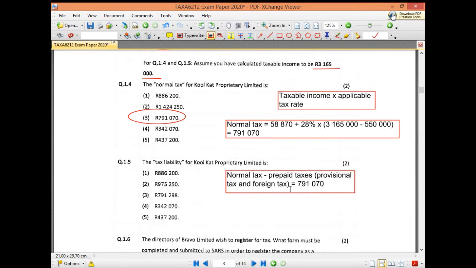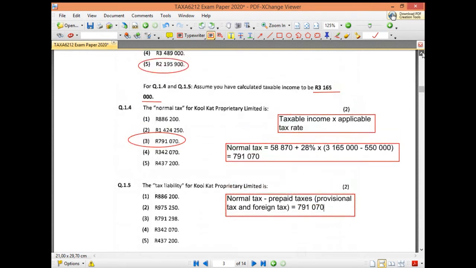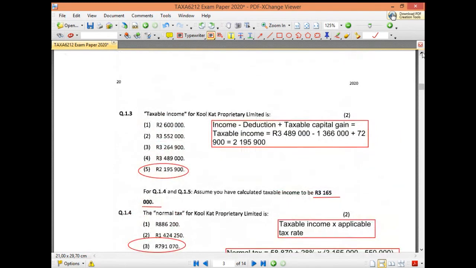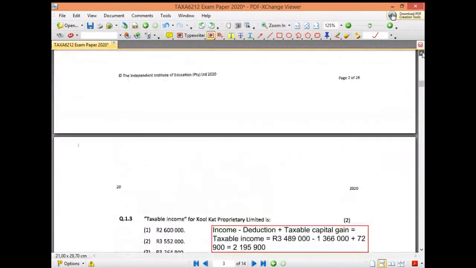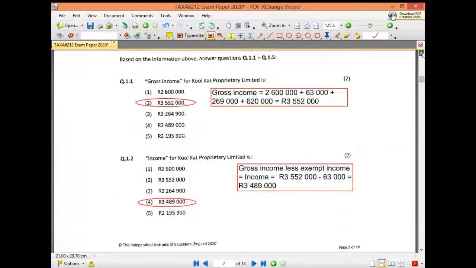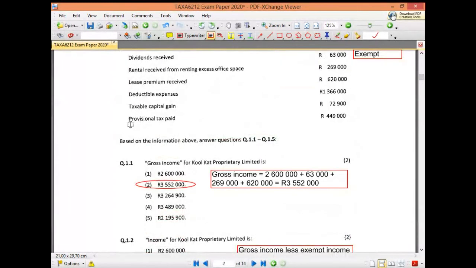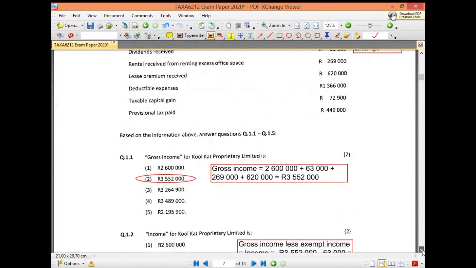79170, which we've calculated in question 1.4. But now we need the provisional tax amounts. So now we have to go back to the original information they've given to you. So they've only given you a taxable income amount to do the normal tax rate, but you still need to use the provisional tax paid amount given in the original information. So don't forget about it, which is this 449 Rand.